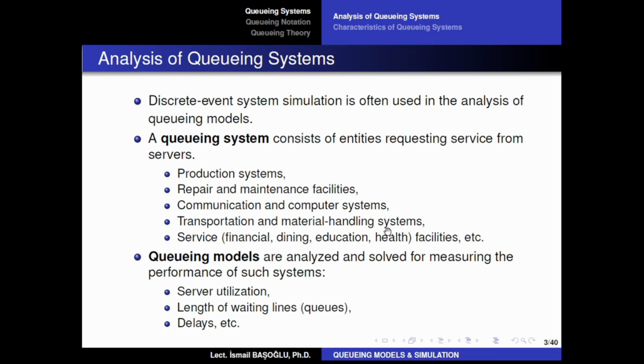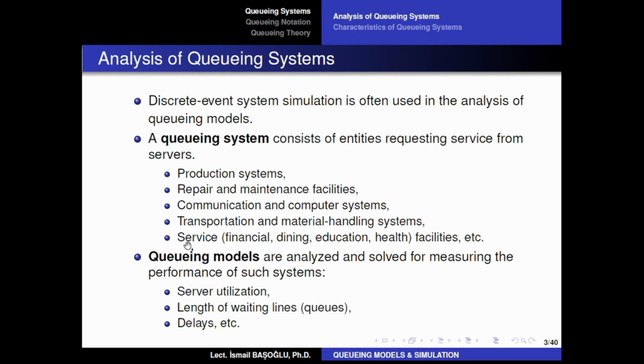In a material handling system where we handle the materials within the production facilities or from the production processes to the transportation devices, again, the products which are going to be transferred or handled are getting in a queue, and the servers here are the material handling devices like forklifts or conveyor belts, etc.